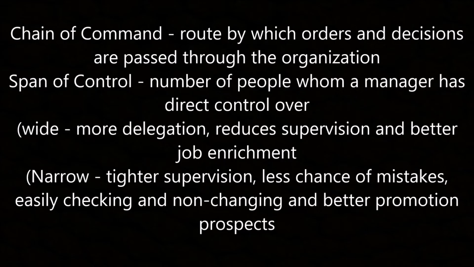Chain of command is a route by which orders and decisions are passed through the organisation. The span of control is the number of people whom a manager has direct control over. If it's widened, there's more delegation, reduced supervision and better job enrichment, but if it's narrowed, there'll be tighter supervision, less chance of mistakes, easily checking and non-changing, and better promotion prospects.